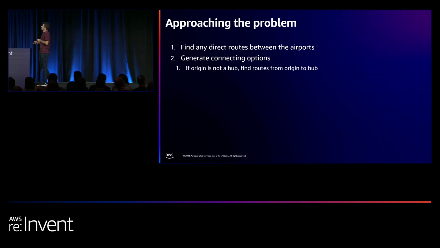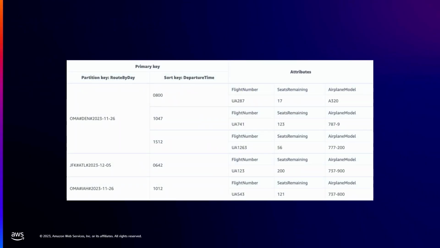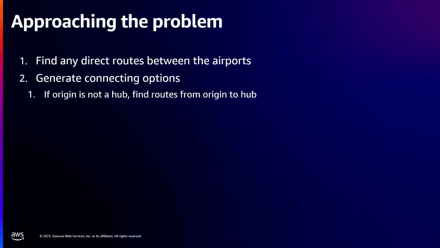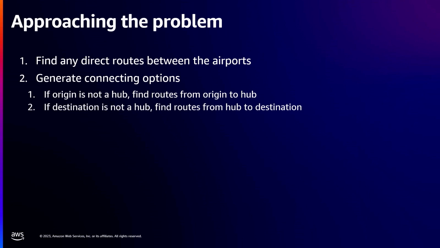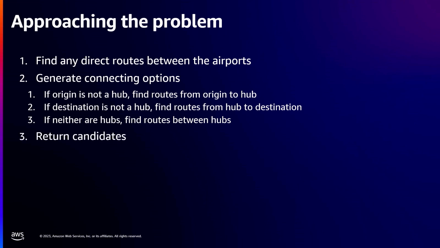And so what does that look like? Well, first of all, if our origin's not a hub, maybe we find flights from that origin to a hub. So we look at Omaha to Denver, Omaha to Houston, things like that, and just fetch those candidate options. We're just holding those. And then if our destination's not a hub, we'll do the same thing: find the routes from that hub to the destination. And if neither one is a hub, we'll find the routes between these hubs. So now we're holding all these different flight options. And then based on that data we're holding locally, we can generate the different paths that are viable through these hubs and return these candidates, right?